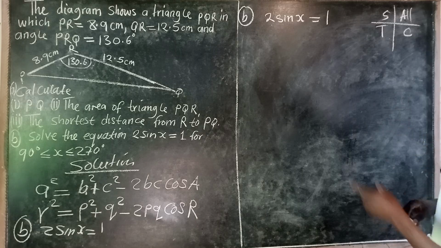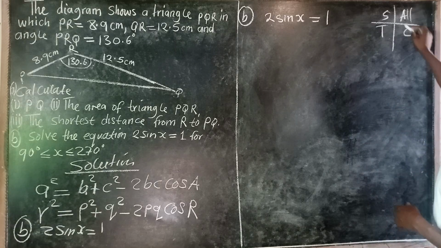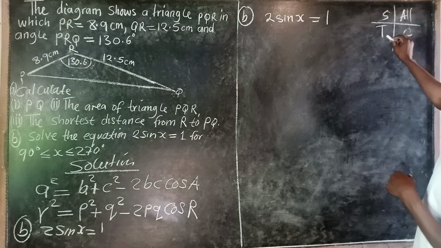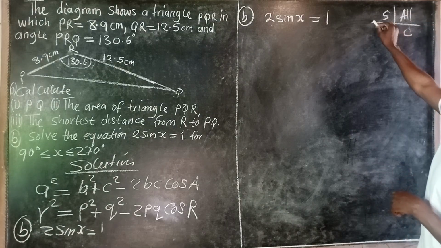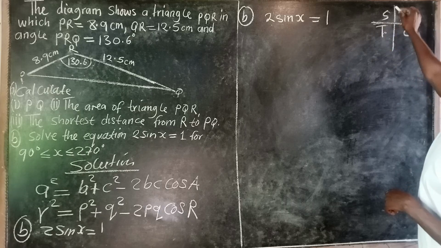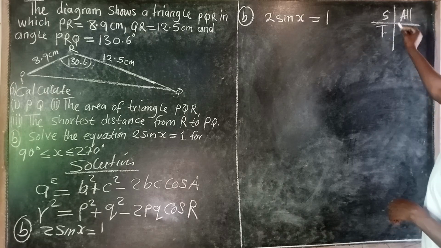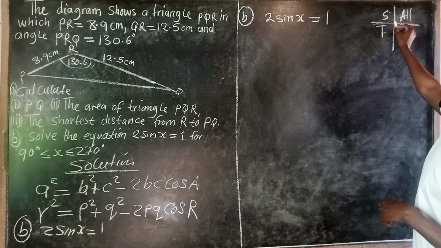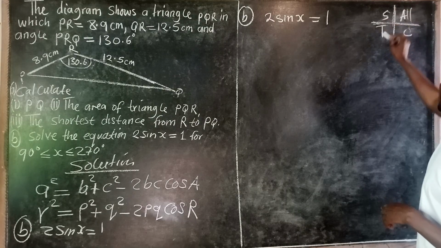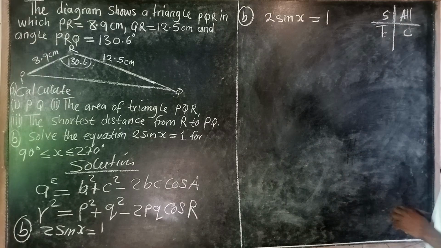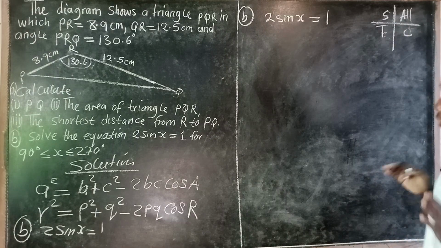That's what it means. Now the range that we are given, remember, is 90 up to 270. 270 ends here because this is 90, 180, 270. So going this side, it is just the second and the third quadrant. That is the range we are given.